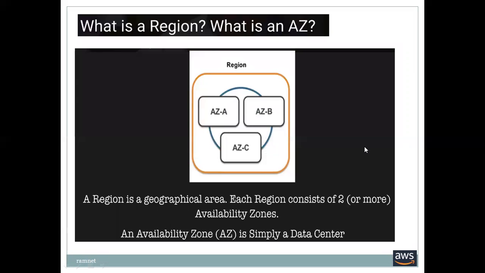What is a region? What is an AZ? A region is a geographical area. Each region consists of 2 or more availability zones. Geographical area, you can just take it like Asia Pacific, Europe, or Africa. An availability zone is simply a data center. How many data centers are there in a region, that is nothing but the region and the availability zones. In Bombay, I guess there are 3 data centers.